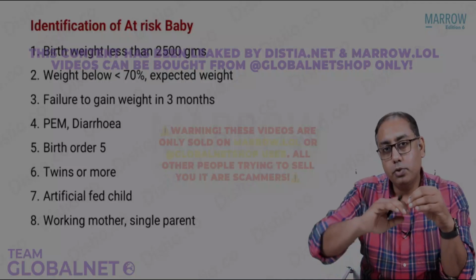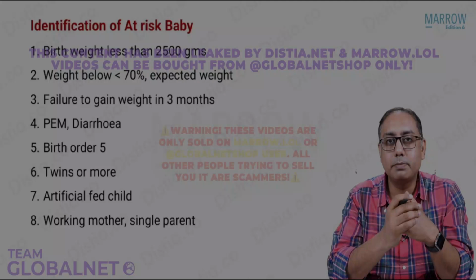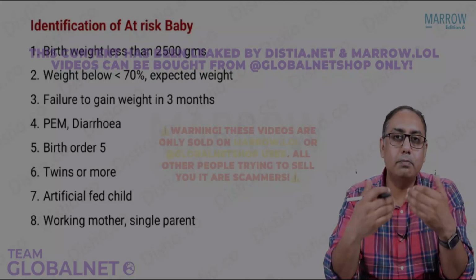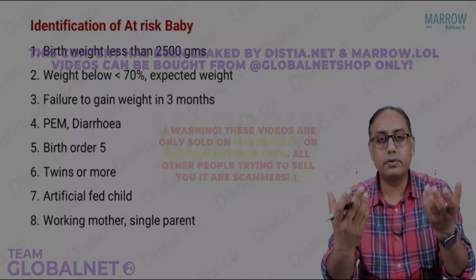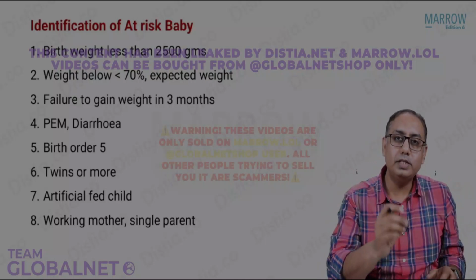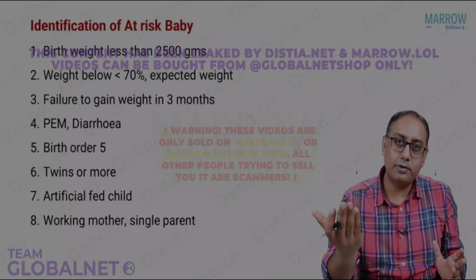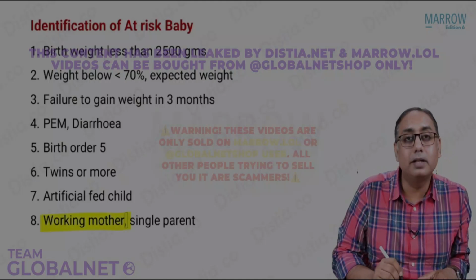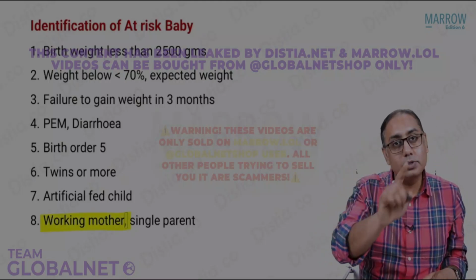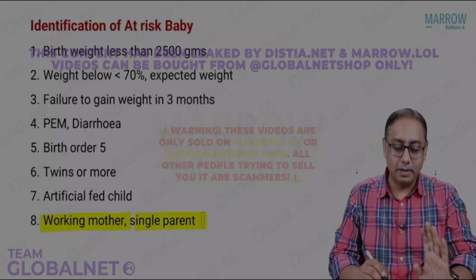In case there is no weight gain for consecutive 3 months, that is also an at-risk baby. In case the child is having protein energy malnutrition or there is persistent diarrhea, that is at risk. Birth order more than 5, twins or triplets or quadruplets, any number is an at-risk baby. And very important, a lot of times this has been asked, that working mother, if the mother is working, that is also at risk, and if there is a single parent, that is also an at-risk baby.